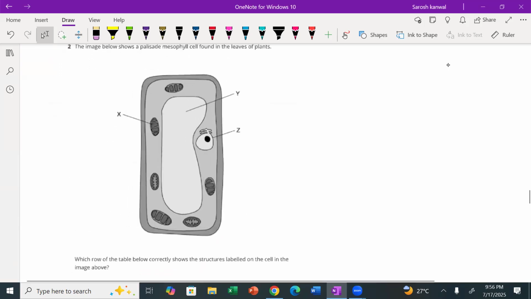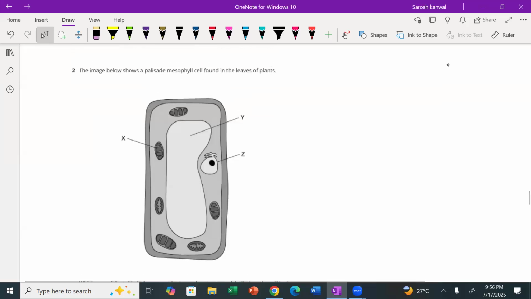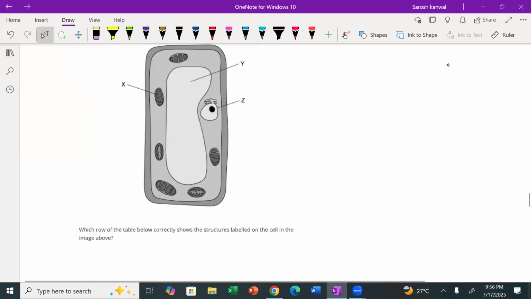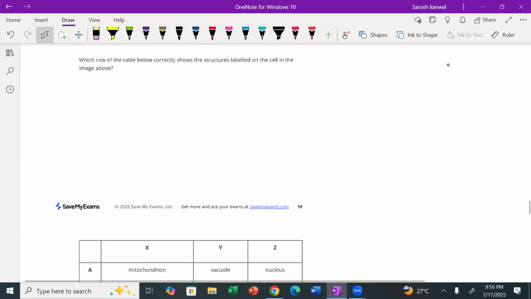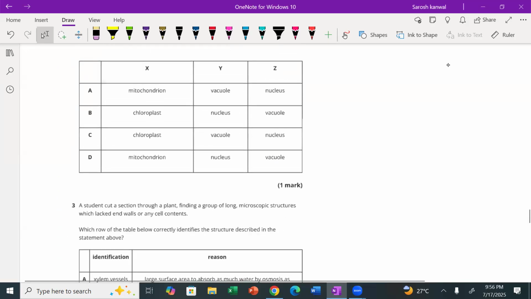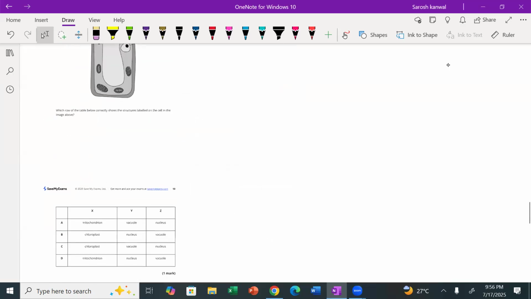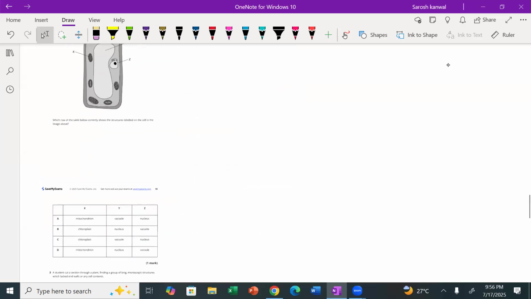The image shows a palisade mesophyll cell found in the leaves of plants. Which row of the table below correctly shows the structure labeled on the cell in the image above? You need to see both of them.